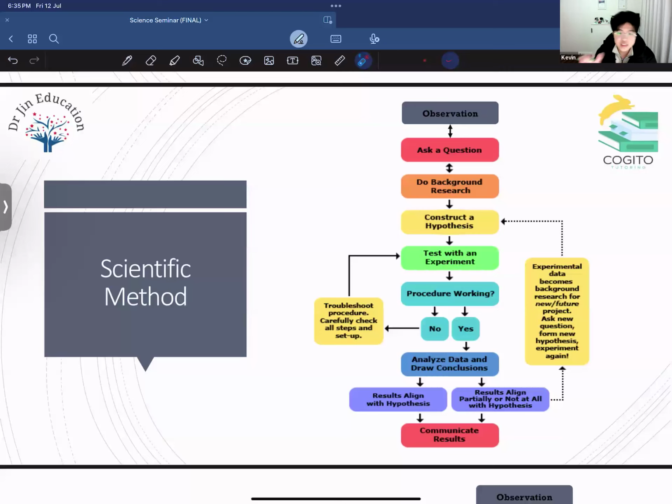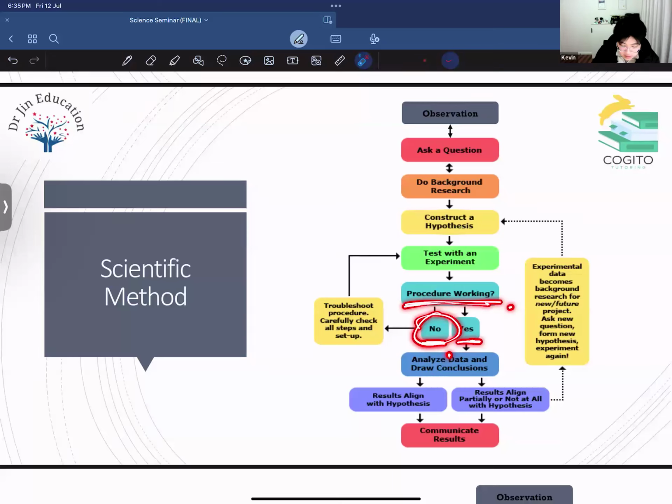Now, during the experiment, you may find that the procedure may or may not work. Maybe when you were designing the experiment, you forgot one or two important steps, and as a result, the experiment doesn't work. So depending on whether your procedure is working, there's either a no or yes. Now if it's not working, obviously it can't go ahead, right?